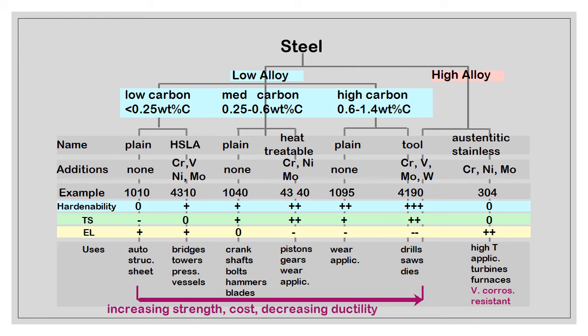Here are the types of steel. As you can see, low alloy steel is differentiated by the amount of carbon. Low carbon is less than 0.15%, medium carbon is limited to 0.6%, and high carbon is limited to 1.4%.